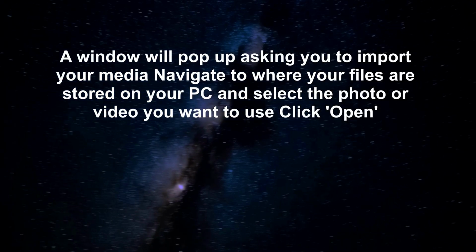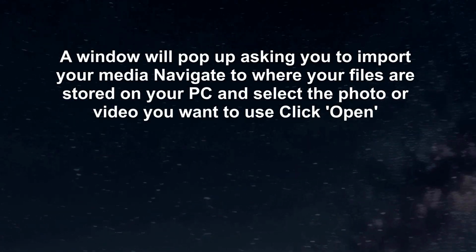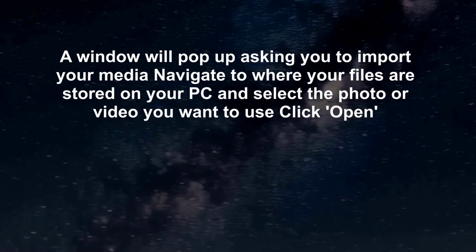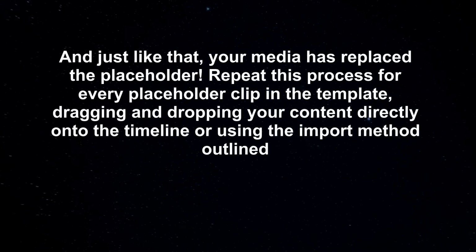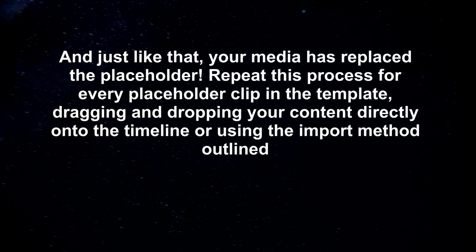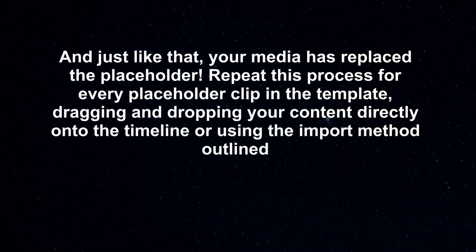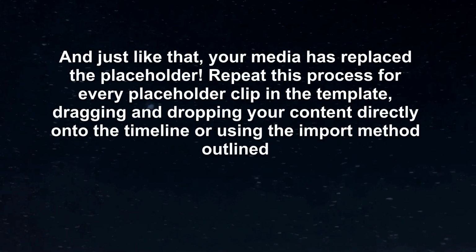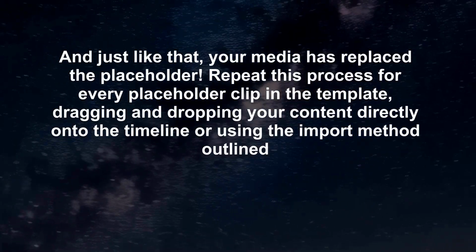A window will pop up asking you to import your media. Navigate to where your files are stored on your PC and select the photo or video you want to use. Click Open. And just like that, your media has replaced the placeholder. Repeat this process for every placeholder clip in the template, dragging and dropping your content directly onto the timeline or using the import method outlined.